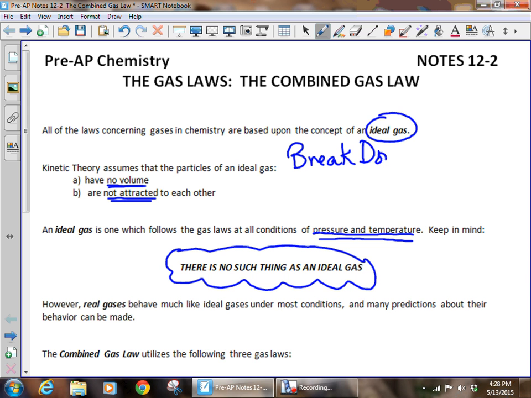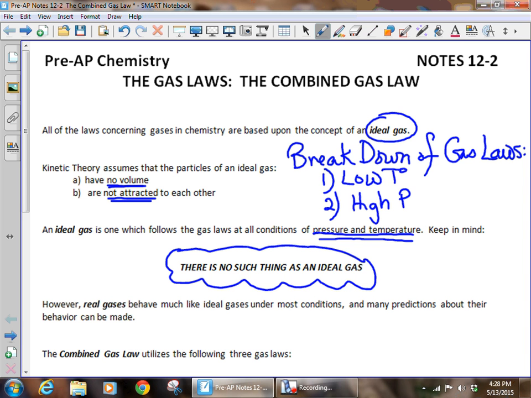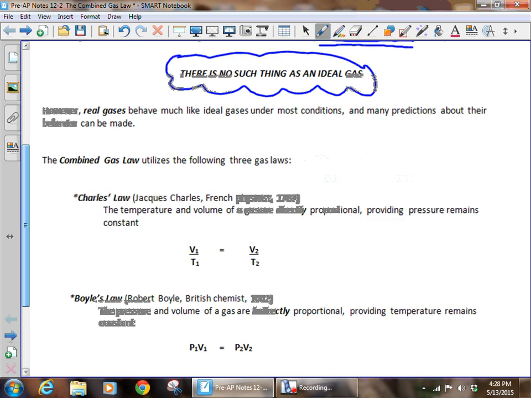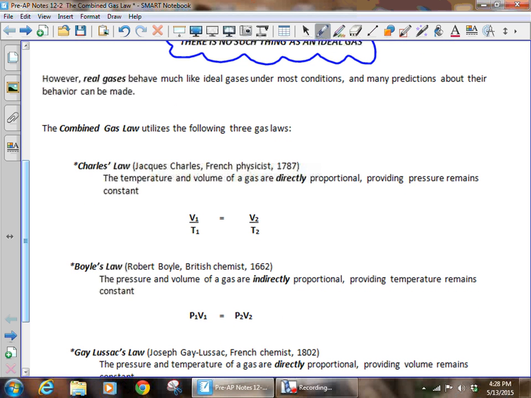There are two major conditions where the gas laws break down. And those gas laws break down under conditions of low temperature and high pressure. When you get gases under those conditions, the gas laws really can't be used to predict much of anything. However, if you're dealing with reasonable conditions of temperature and pressure, like you're probably sitting in right now, then you can make great predictions with these gas laws.